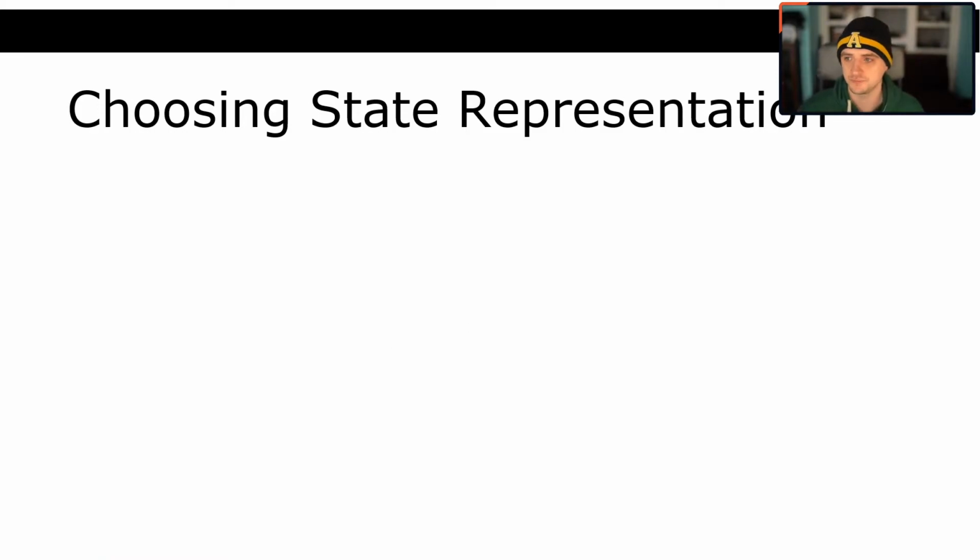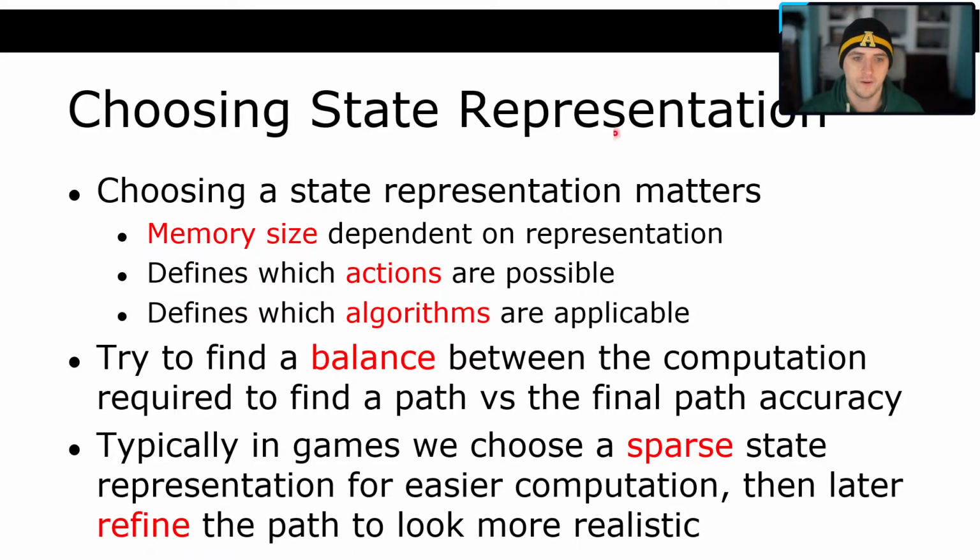Okay. So choosing a state representation is important. It matters, right? First of all, the memory size is going to be dependent on the representation. It defines which actions are possible. It defines which algorithms are possible. And so what we're really trying to do is choose a state representation which is a good balance between the computation and memory required to find a path versus the accuracy or realism of the final path.